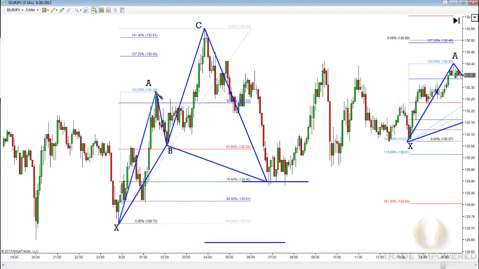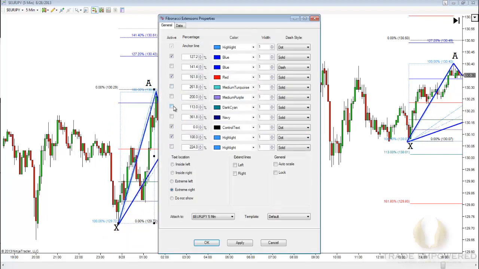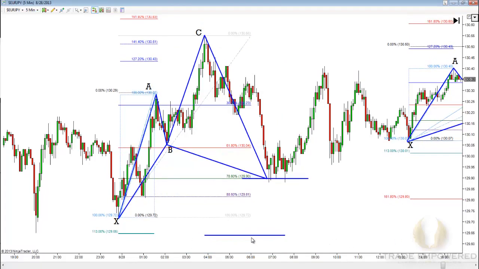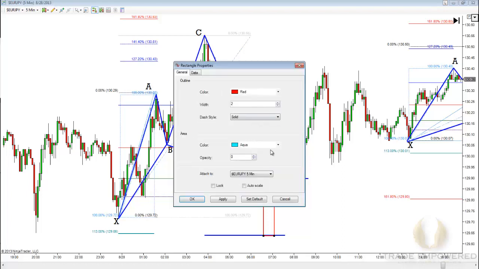Again, we can take our Fibonacci extension tool. We can draw in a 113 Fibonacci inversion, which is going to put our stop loss right about here. You can also do the 10 pip rule, which is going to put your stop loss a little bit lower, but basically in the same area. And you can see that our initial risk is about this much.